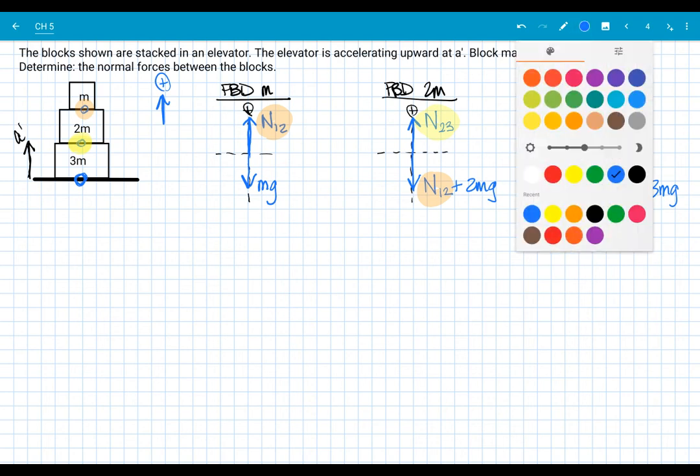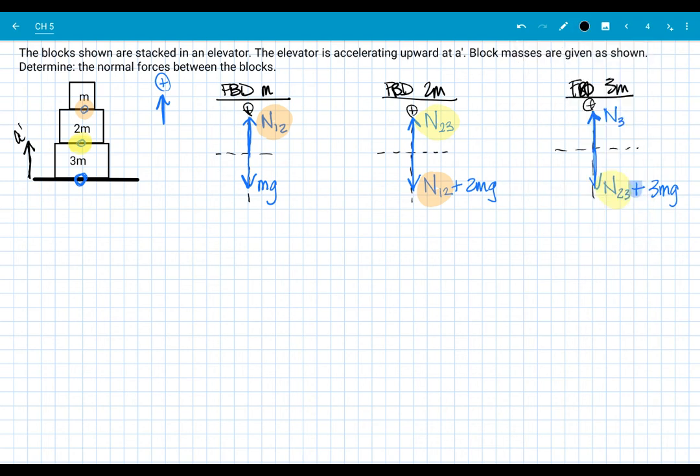So, moving forward, we're going to apply Newton's second law to each of these cases. To my free body diagram for the M case, I'm going to apply it. I have upward positive, so that gives me N12 minus mg equals this body's mass, which is m, multiplied by the acceleration, which is given in this problem as a prime. So here's my Newton's second law expression. On this line I'm simply writing my Newton's second law expressions, and I call that Newton 2.